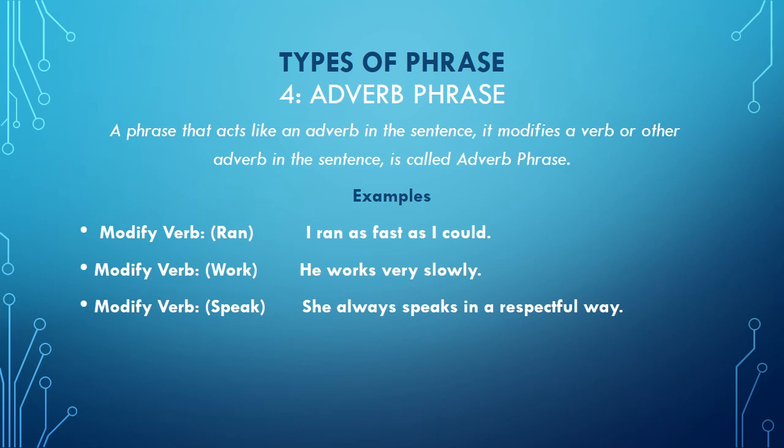So an adverbial phrase or adverb phrase acts like an adverb in the sentence. Like an adverb, it modifies or adds to the meaning of a verb or other adverb in the sentence. It contains an adverb and other words, for example, a noun, preposition, or other modifiers, which as a whole act as an adverb phrase.